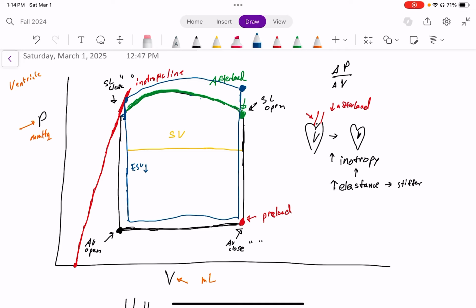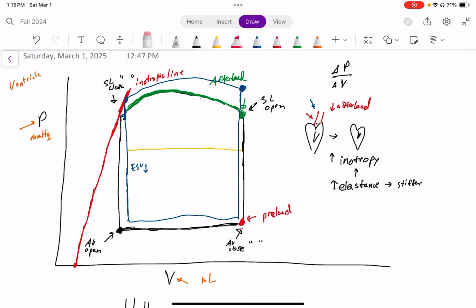And I hope that makes sense logically, right? If afterload increases, if there's more resistance to get the blood out of the heart, then you can't push as much blood out. And so the end systolic volume within the ventricle is higher. And that means that there is a lower stroke volume than before. That is afterload. Great.